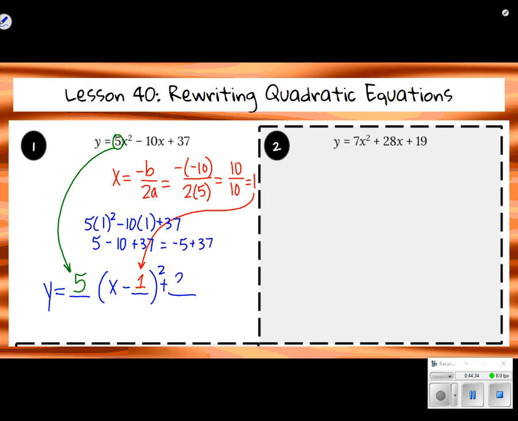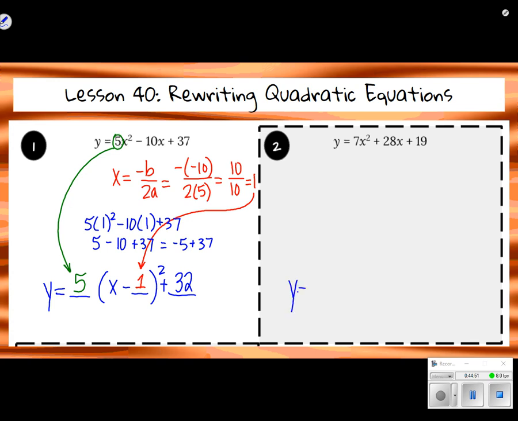A positive 32. We couldn't complete the square on this one because A is not 1. You can't just throw it away and say, oh, well, I already know what A is. Now let's complete the square. That doesn't work either. So finding the vertex is the best method.